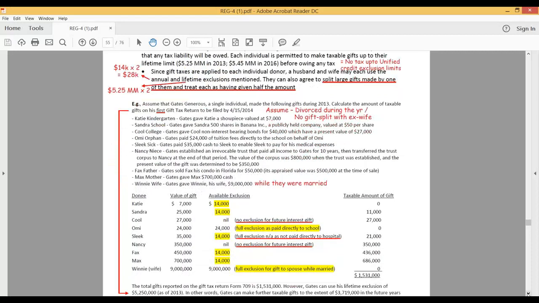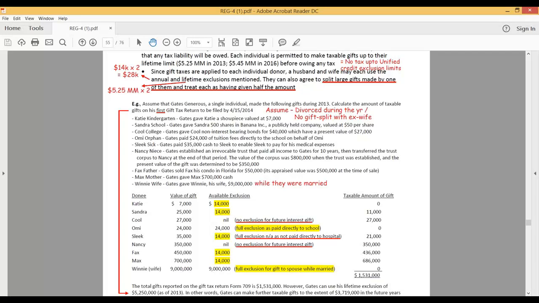So assume that Gates Generous, a single individual, made the following gifts during 2013. Calculate the amount of taxable gifts on his first gift tax return to be filed. Here we are assuming he's divorced during the year and there is no gift splitting with his ex-wife. So he is giving Cathy Kindergarten a showpiece valued at $7,000. For Sandra's school, Gates gives 500 shares in Banana Inc., a public company valued at $50 per share.